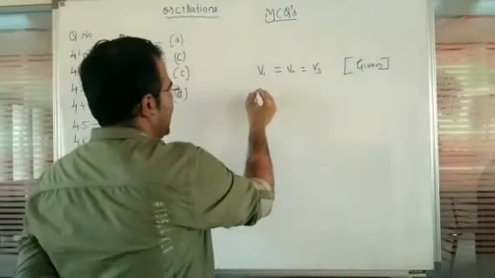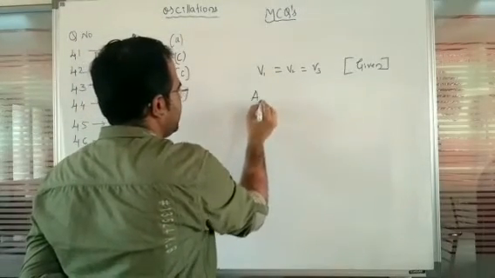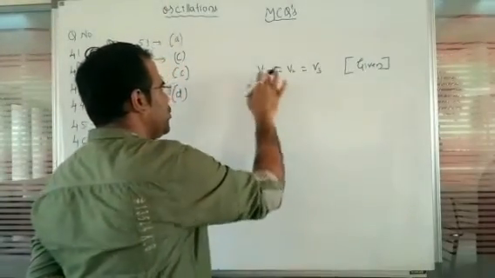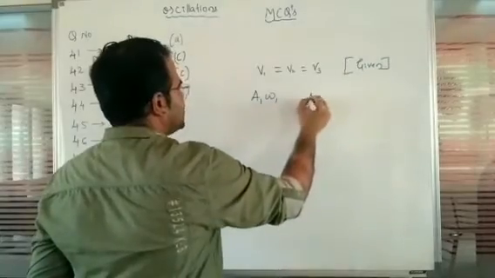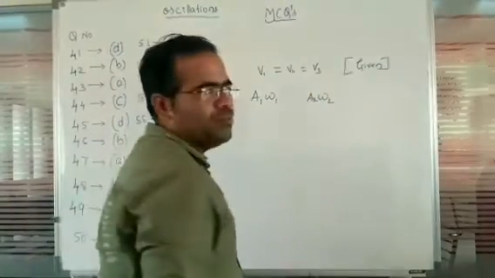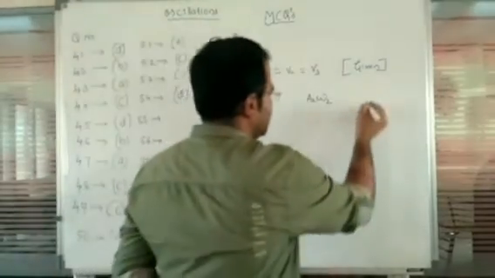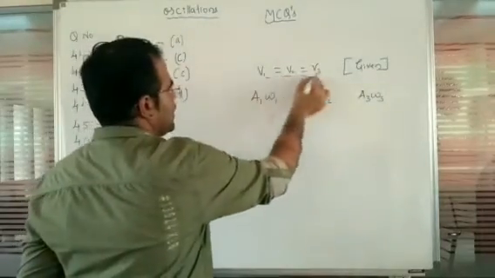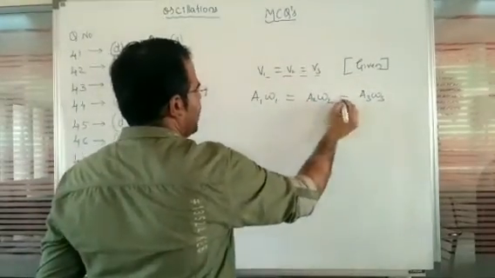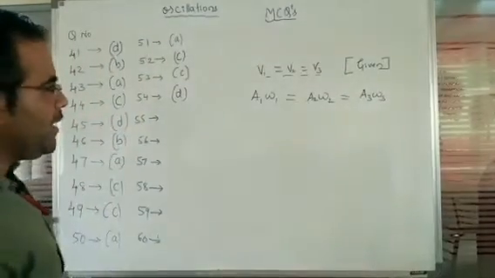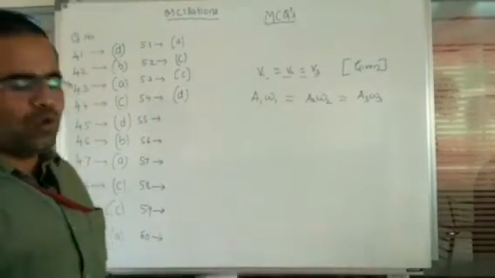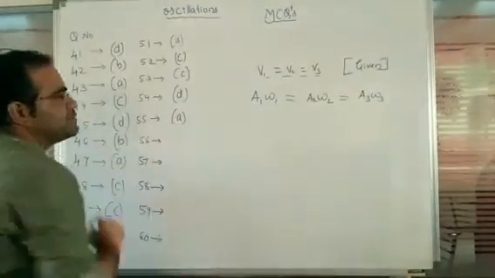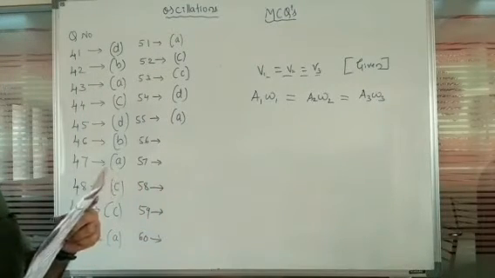The maximum velocity of the first particle is given by A1 multiplied by omega 1, the second particle by A2 multiplied by omega 2, and the third particle by A3 multiplied by omega 3. All these are equal, so A1 omega 1 is equal to A2 omega 2 is equal to A3 omega 3. So for question number 55, the option is A.